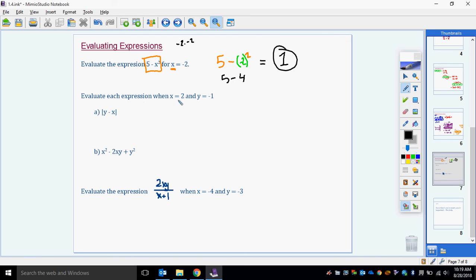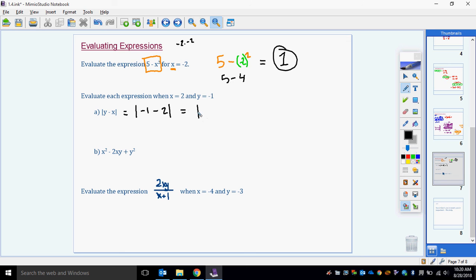Evaluate the expression when x is 2 and y is negative 1. So I have two different variables to substitute in for now. So I follow the same thing. Absolute value, y minus x. Y is coming out of the game. Who goes in its place? Negative 1. Put my minus sign. And x goes out of the game and I put in a 2.